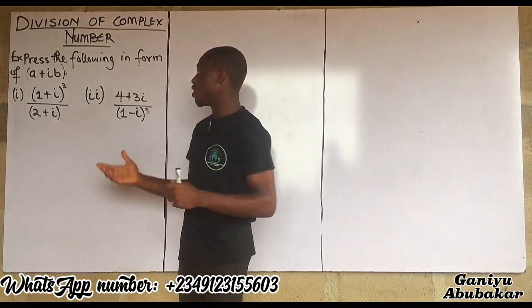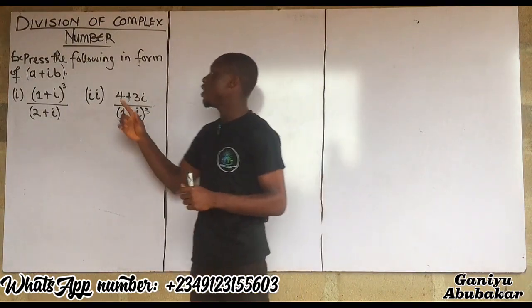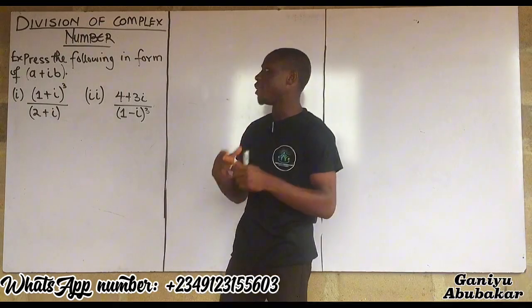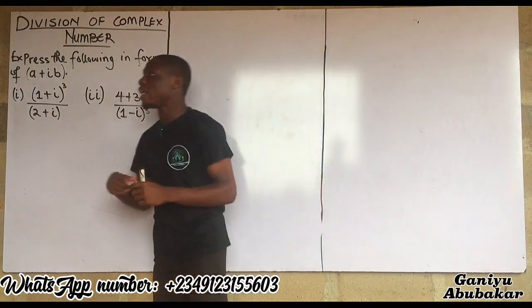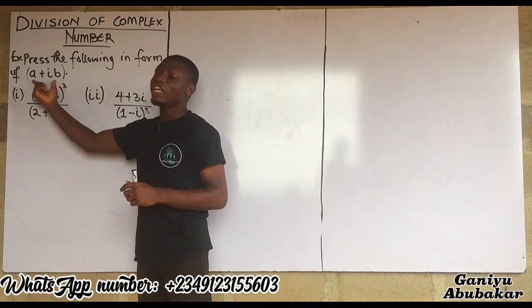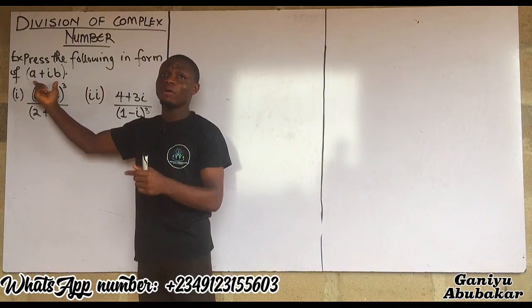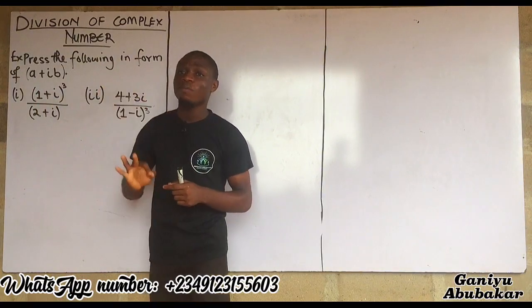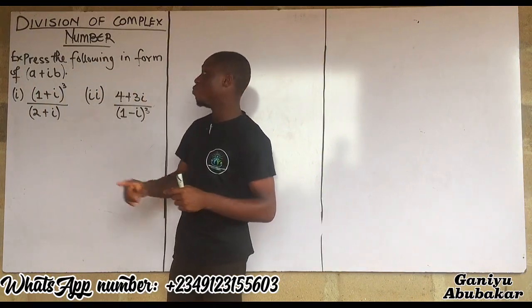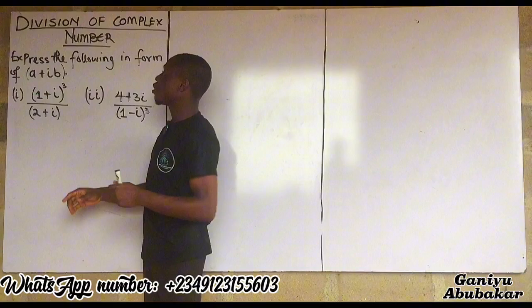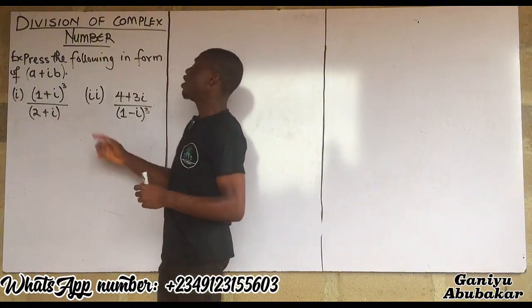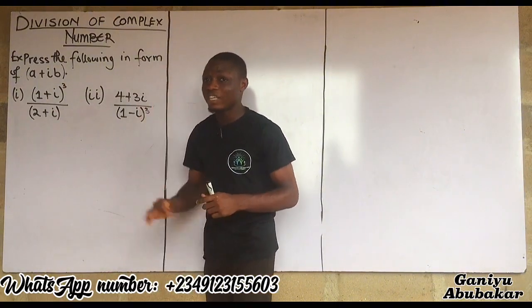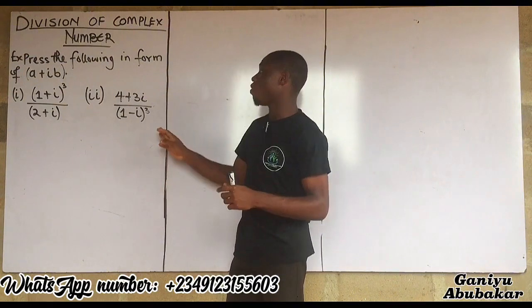Right. For today, we'll try to consider this question here. The question says, express the following in form of a plus ib. We know that a plus ib is a form of representing complex number, which we said is a rectangular form or Cartesian form of representing a complex number. We discussed in our last class. So we are to express these two questions here in Cartesian or rectangular form.